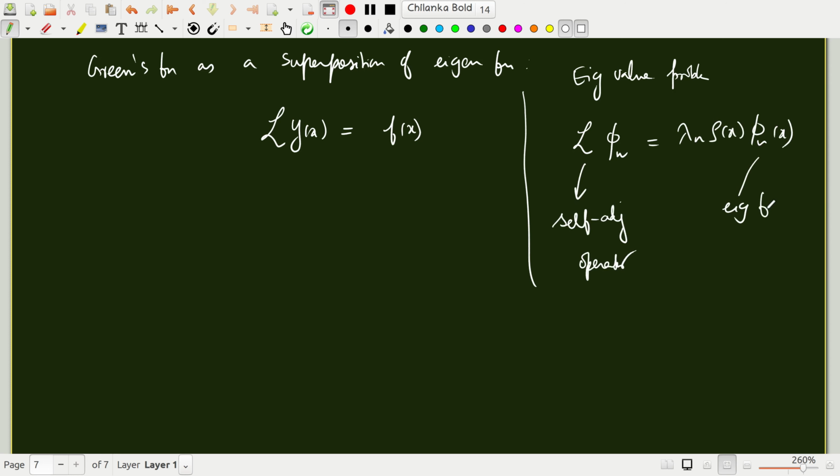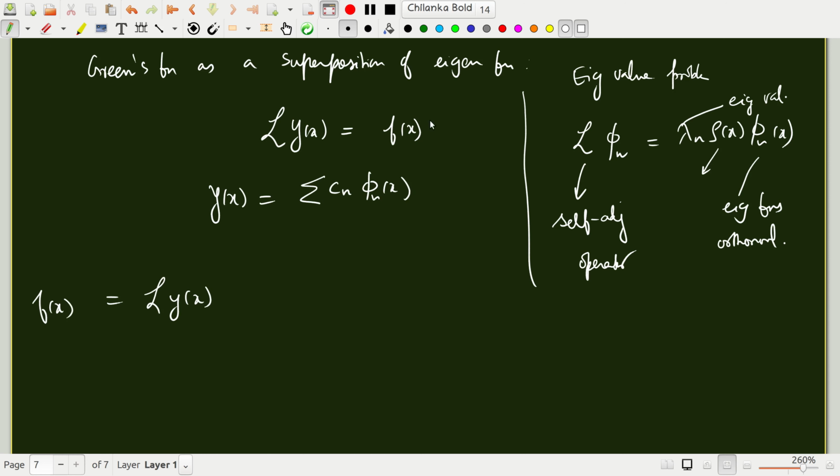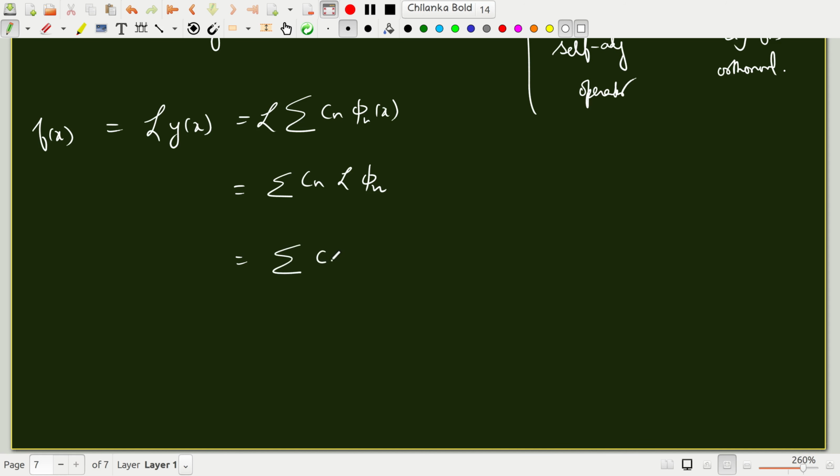Self-adjoint operator, and therefore the eigenfunctions are orthonormal. And these are the eigenvalues, of course, and rho is the weighting function in the Sturm-Liouville problem. So once I solve the eigenvalue problem for the differential operator L, I can hope to write the solution for this problem as y is sum of Cn phi n of x. Now I'm going to operate on both sides with L. L y is nothing but f from the governing differential equation here. So L y is f, but on the right side I have L operating on Cn phi n. Because L is a linear operator, I can pull this in, Cn L phi n, but L phi n is nothing but, from the eigenvalue problem, Cn lambda n rho of x times phi n of x. So this is f of x.